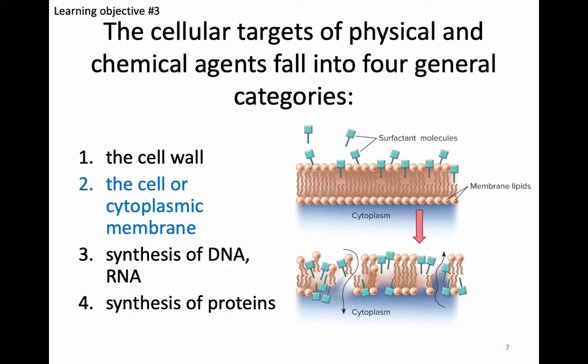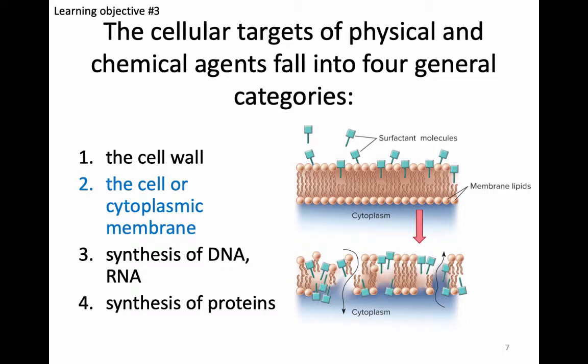So the first thing that they may do is they may damage the cell wall. In bacteria or fungi, we have a cell wall present, and a lot of these chemicals or environmental manipulations will affect the integrity of the cell wall so that it essentially breaks down.